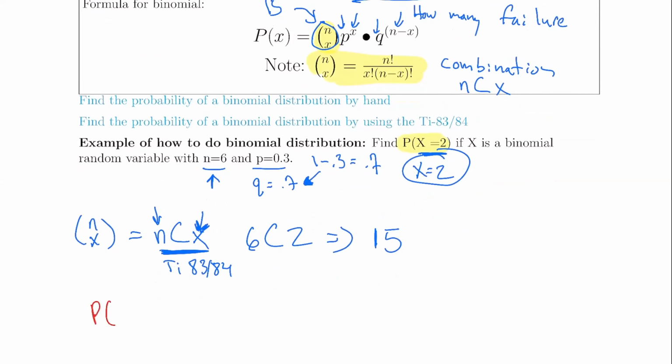So we go: probability X is equal to 2 is equal to 15. So you press math, then you go PRB and nCr, right? Yes, exactly what I did. All right, everybody get where the 15 comes from? Let me clean this up.